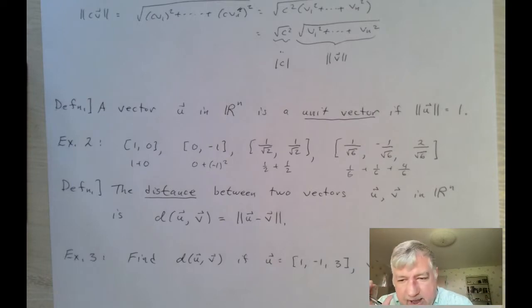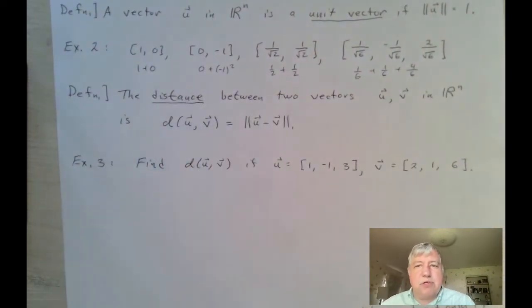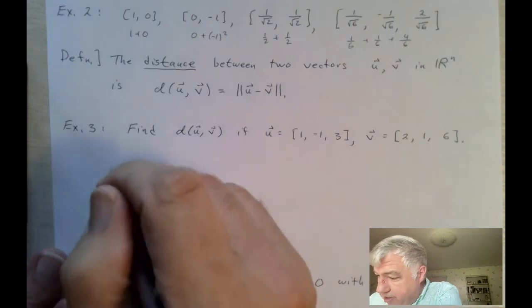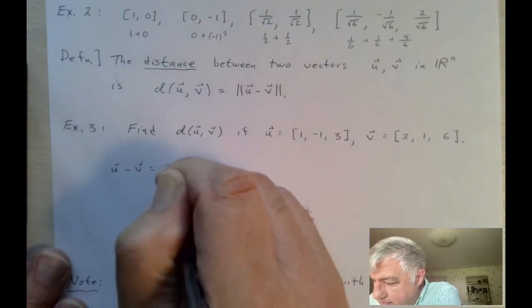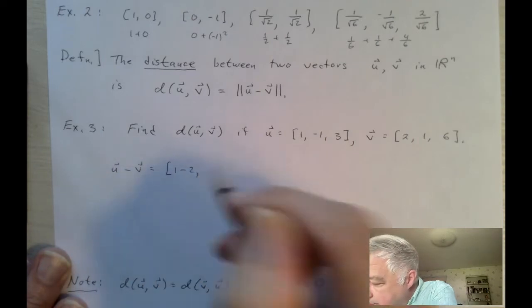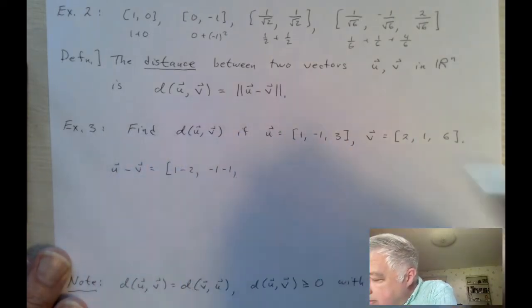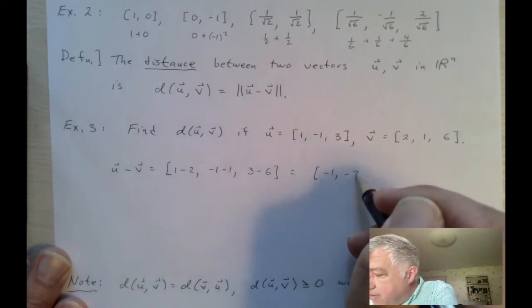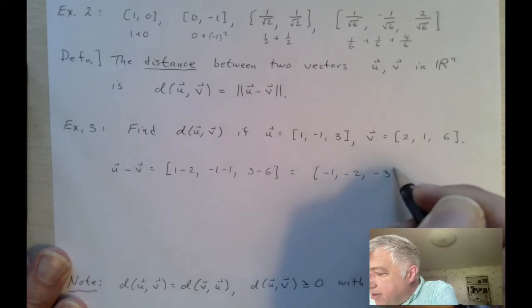Now, as soon as we have a way of measuring the length of a vector, we can talk about the distance between two vectors, because the difference between them is itself a vector. And in fact, we define the distance between two vectors u and v to be the length of their difference. So in this next example, if we wanted to find the distance between these two vectors u and v, we could compute u minus v. That would be 1 minus 2, negative 1 minus 1, and 3 minus 6.